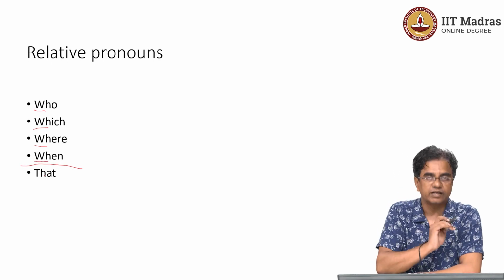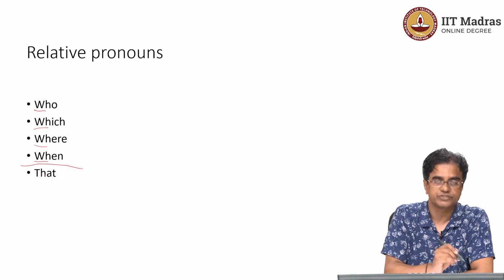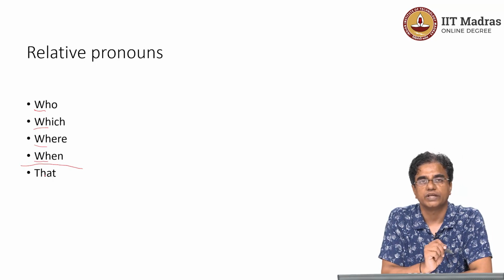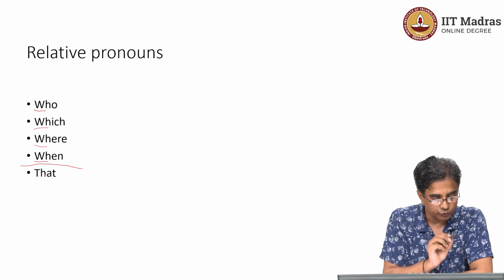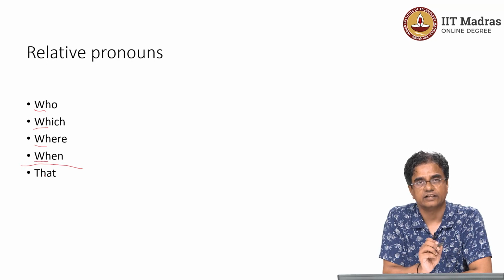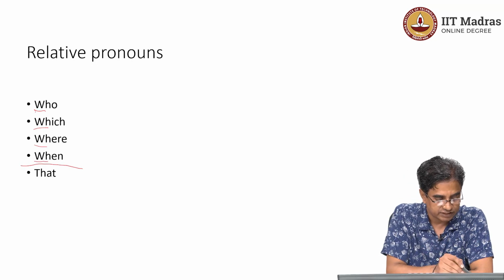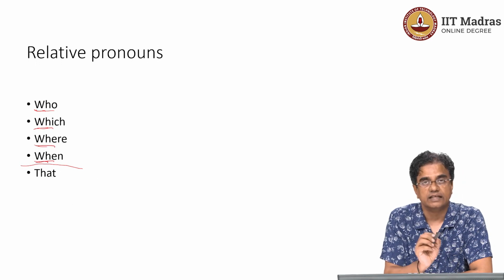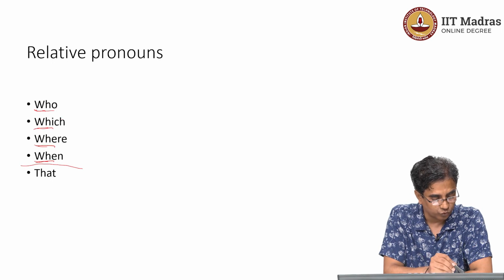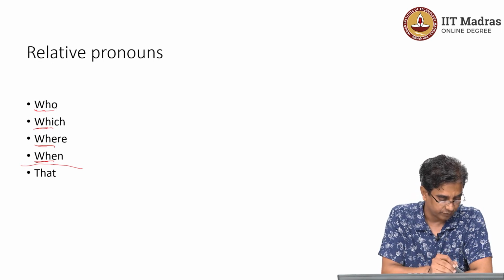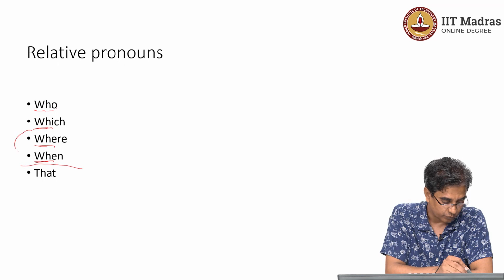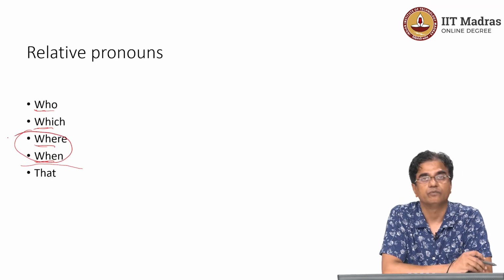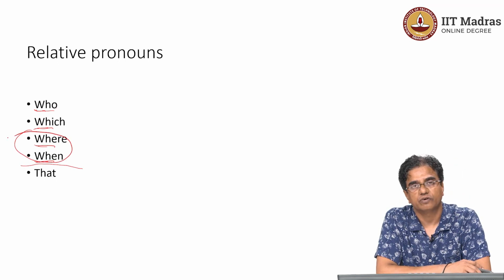So, I want you to pause here and do the following exercise for yourself. You come up with sentences in English which have these relative pronouns in them. So far you have seen in 9 sentences we have used who, which and that. Now I want you to come up with sentences where you can have where and when used as relative pronouns.